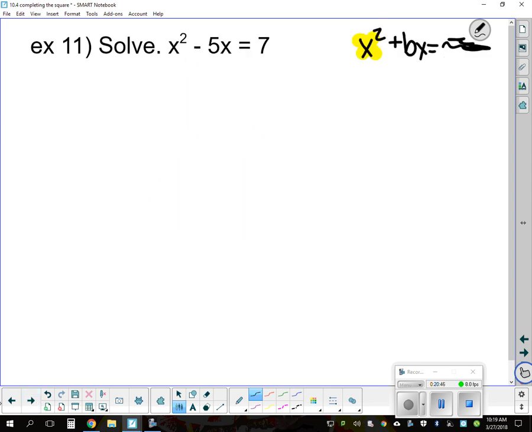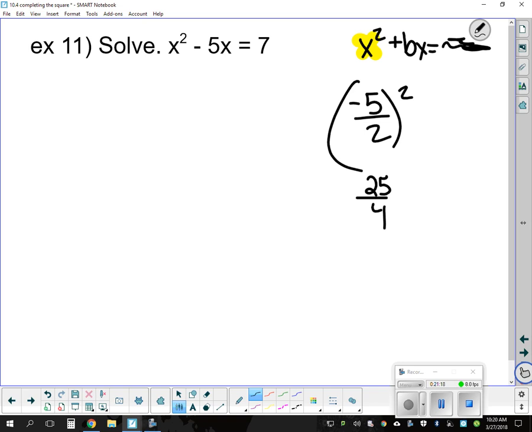Okay, so after we do step 1, getting it in the correct form, step 2 is to find b divided by 2 squared and add it on both sides. Well, in this case, negative 5 divided by 2 squared. Negative 5 divided by 2 is negative 2.5. You can leave it like that, or you can leave it as a fraction. Personally, I like to leave fractions because fractions are superior to decimals, but you do you, whatever you want to do. When I square it, I would get 25 over 4, or its equivalent decimal, which is 6.25.